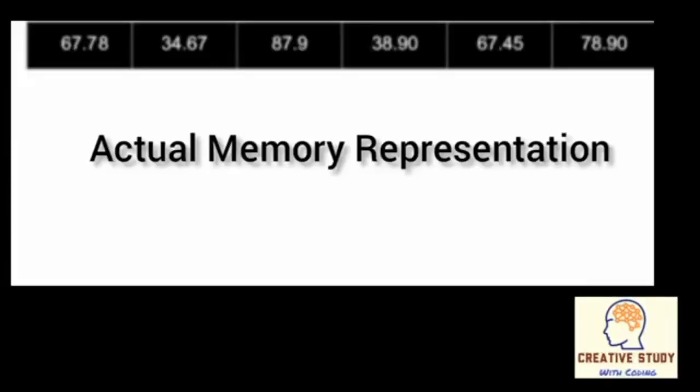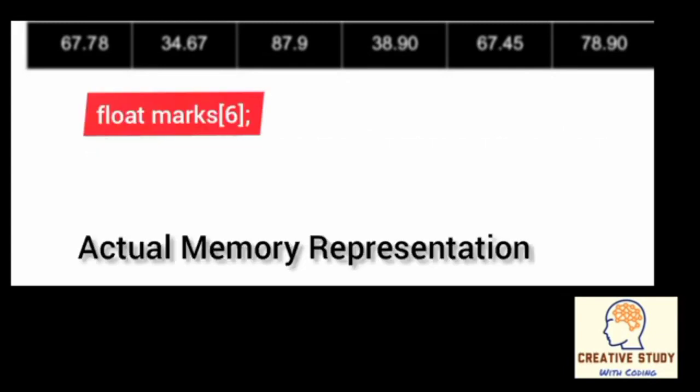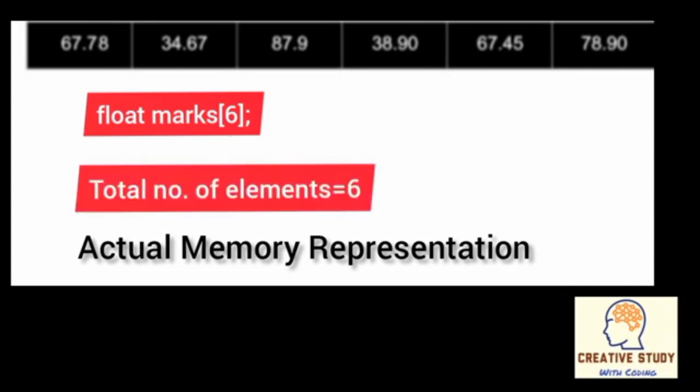Memory representation of array. Let's understand it with an example. Suppose we have an array of 6 elements of type float, for example, float marks[6], and the array size is 6. That means we have an array of marks which contains the marks of 6 students at a time. Though you may take a large array. In this example, the total number of elements is 6 at their respective indices.